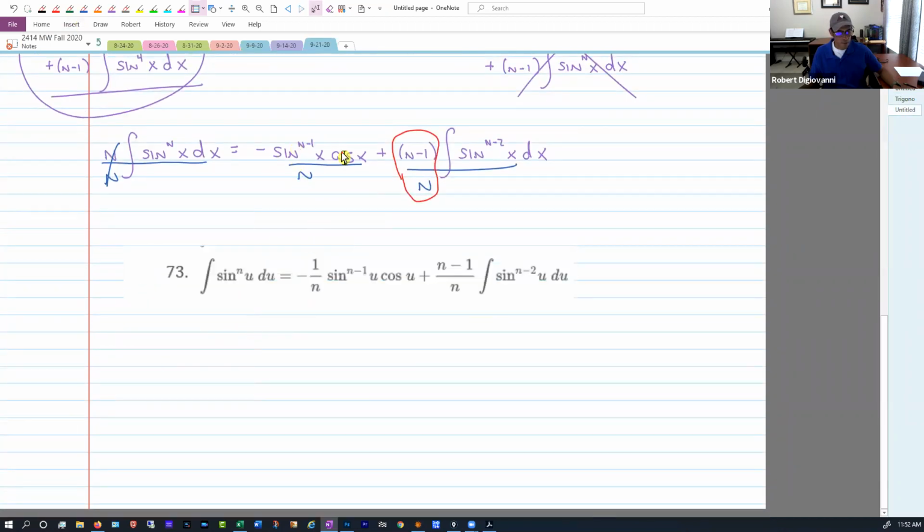So our first term here matches this one exactly now, right? Negative 1 over n. So just imagine that that's a negative 1 over that n out front, sine to the n minus 1 of x cosine of x, and then plus n minus 1 over n, that's this, and then the integral with the power taken down 2. And that's our reduction formula. That's where it comes from.